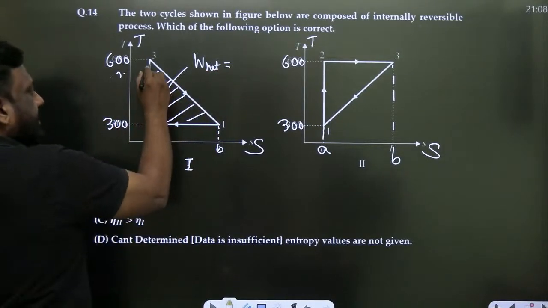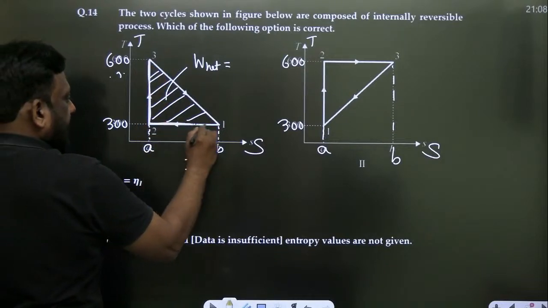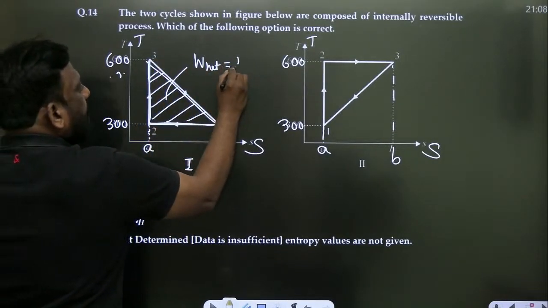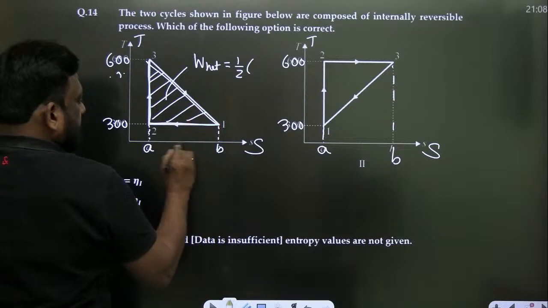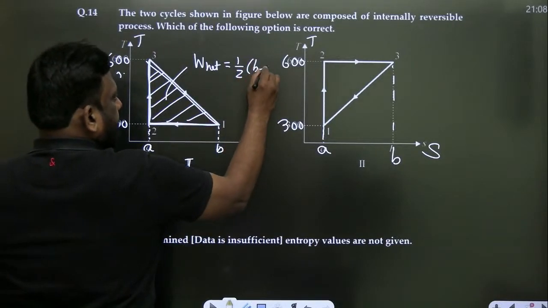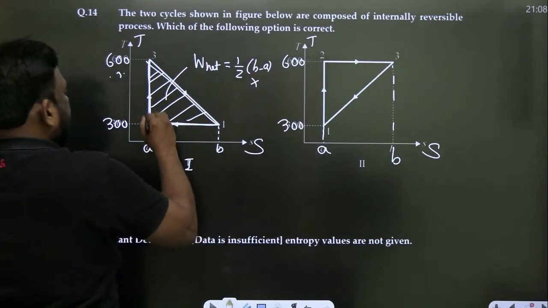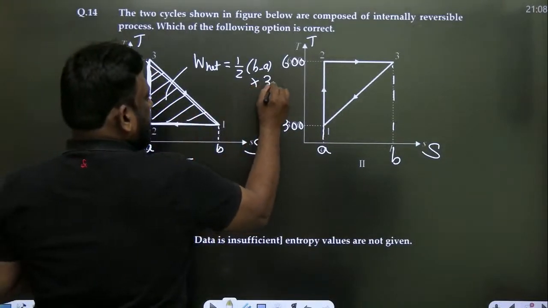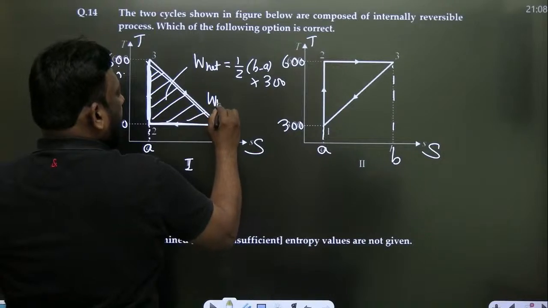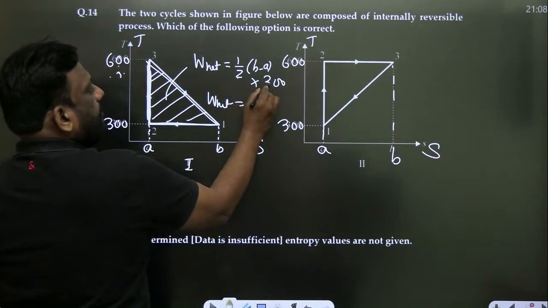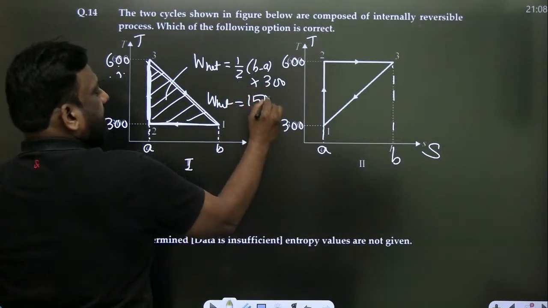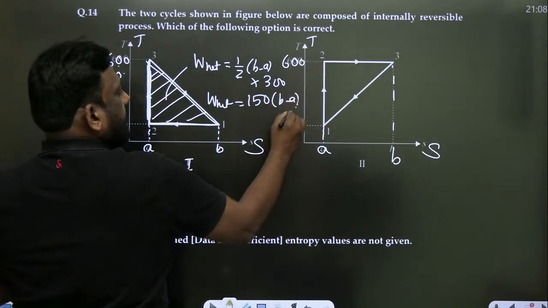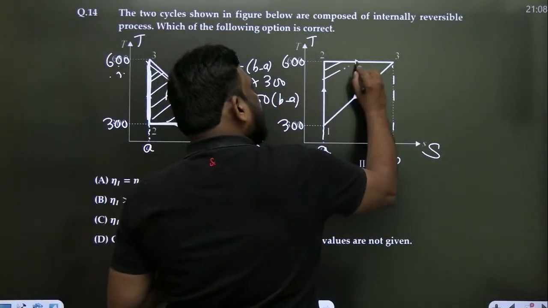तो क्या होगा? ये एरिया कैलकुलेट करो. क्लोज एरिया, ट्रायंगल एरिया, half into base, that is b minus a into height. What is this height sir? 600 minus 300 is 300. तो नेटवर्क आ रहा है, इधर देखो सर, हाफ मतलब ये 150 होगा सर, हाफ है ना, into b minus a. ठीक है.